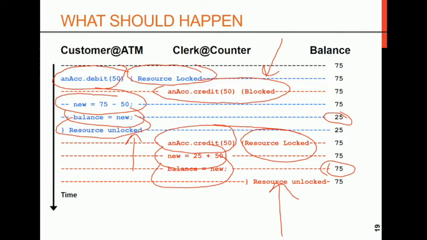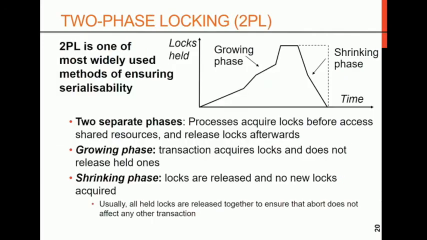Now this brings us to the idea of locking. How are resources locked within transactions? One of the most commonly used methods of locking resources is a protocol called two-phase locking. It's a protocol that has two phases to it, as the name suggests. Processes acquire locks before access to shared resources and release locks afterwards. So these are the two phases: we've got the growing phase and the shrinking phase.